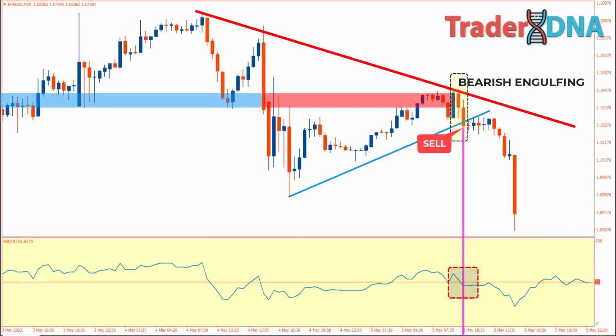So, I've just shared with you a simple pullback trading strategy that you can start using right away, because this is purely a price action strategy.